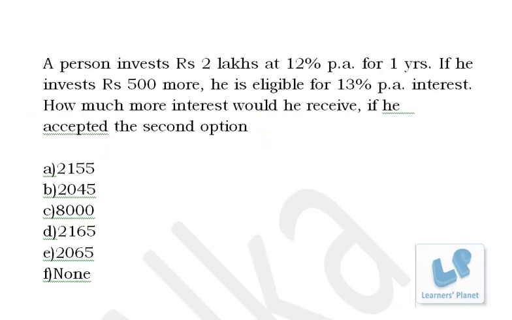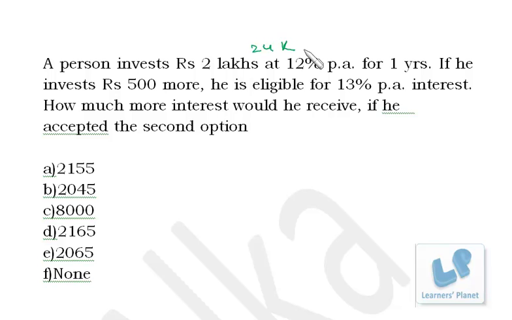Now, a person invests rupees 2 lakh at 12% per annum for 1 year. If he invests rupees 500 more, he is eligible for 13% per annum interest. How much more interest would he receive if he accepted the second option? Now, there is no need to go for any sort of paperwork. Initially, he is getting 12% of 2 lakh. So that's 24,000 rupees, right? So in the first case, the interest is 24,000 rupees.